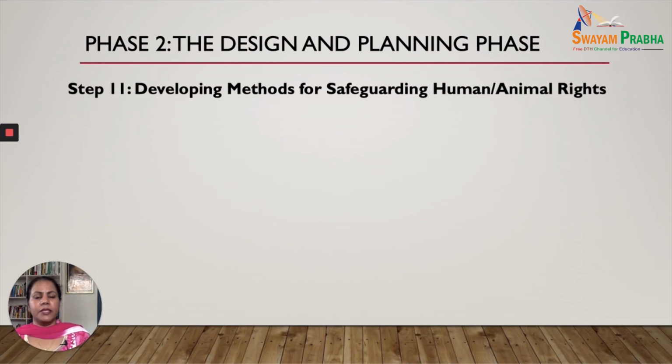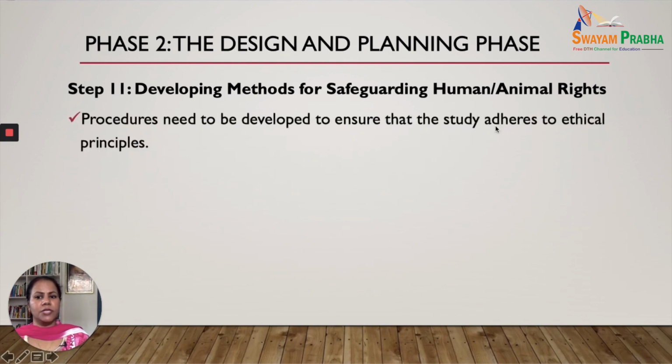Next step is developing methods for safeguarding human or animal rights. Now, in nursing research, mostly our subjects are humans. So we need to take care that we decide about the different procedures so that we are adhering to the ethical principles.